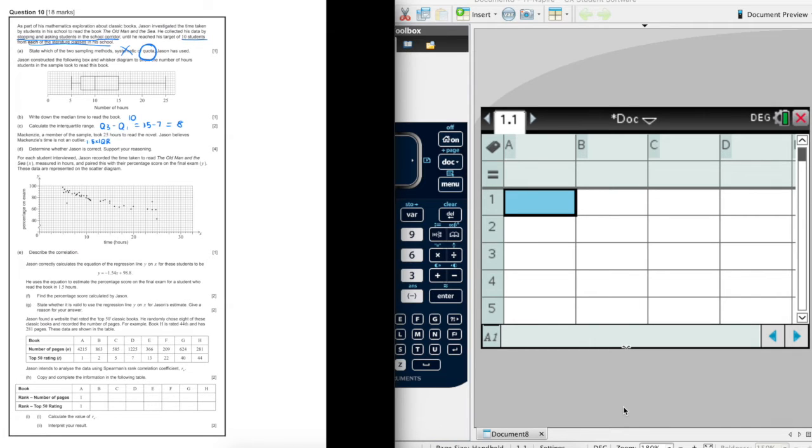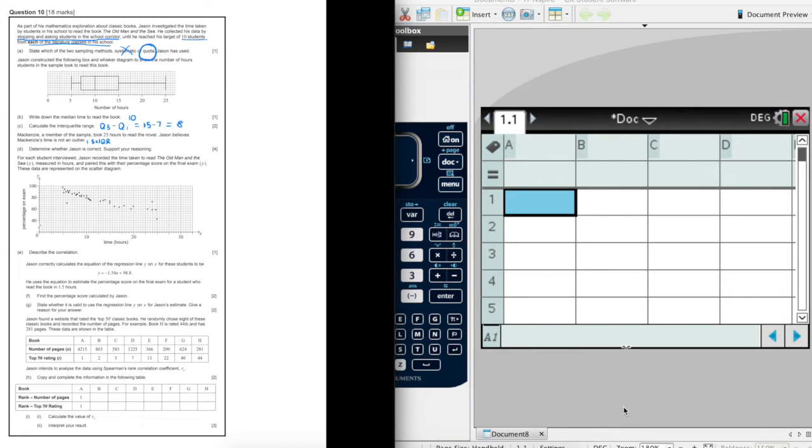So to determine whether or not Jason is correct, it's unlikely to be, in fact it's impossible, to be an outlier on the smaller end, okay? Because it would be somewhere down here, and it says that she's 25, okay? So we're obviously looking at the upper limit.